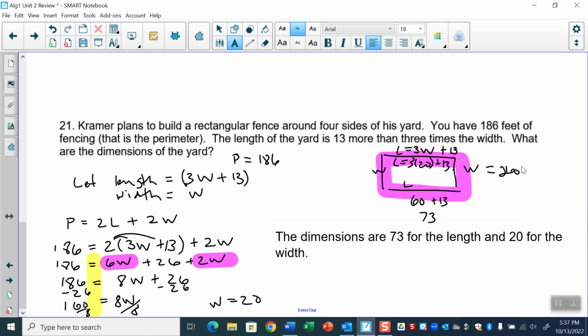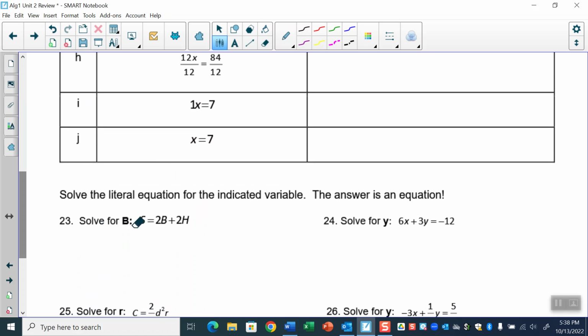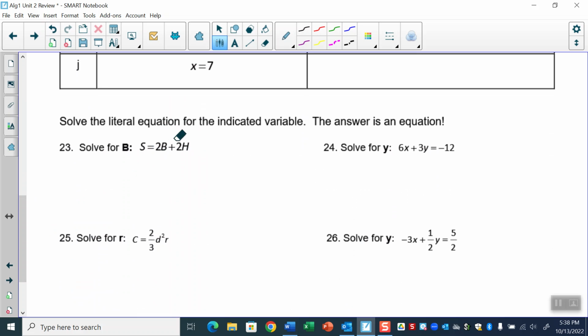There, now I get to put a period there. All right, yeah, let me fix this. This is kind of a mess. Oops. All right, so the width is 20. And the length is 3 times 20 plus 13, 73. All right. And the last one here, I think, almost 22. Oh, nope. Okay, so we'll jump down here.